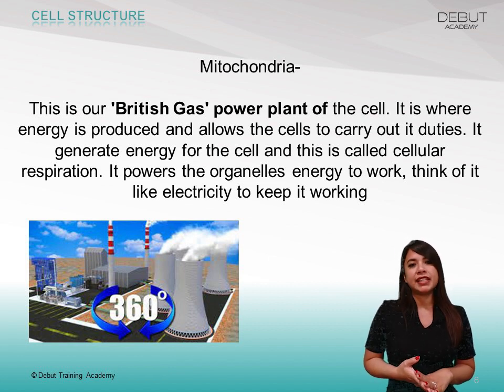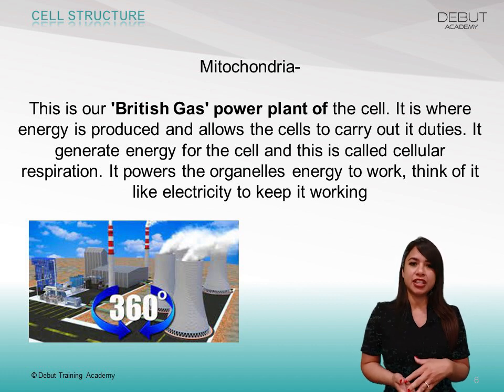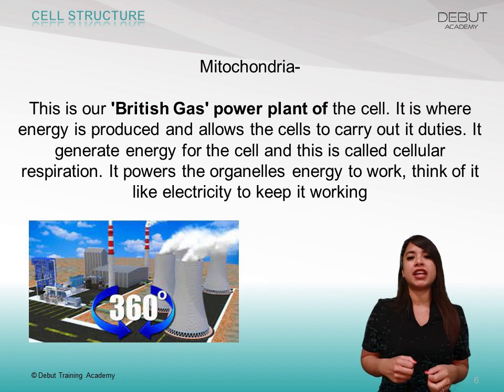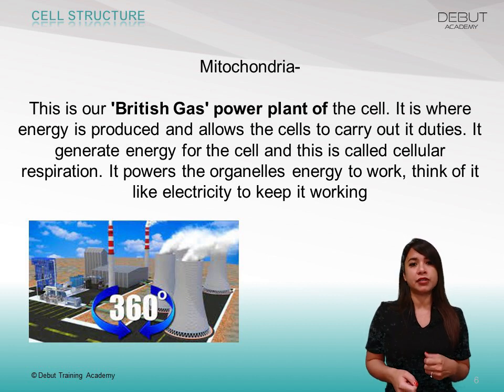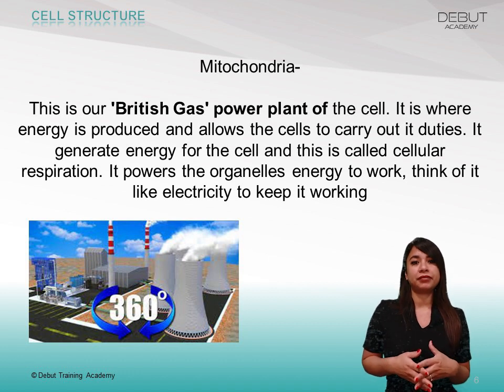The next part of the cell is called the mitochondria. And the purpose of this is to provide energy for our cells. So I think of British Gas or an energy supplier. The mitochondria ensures that our cells have enough energy to carry out their certain parts. So they've got certain jobs to do, and it has enough energy for them to do that.